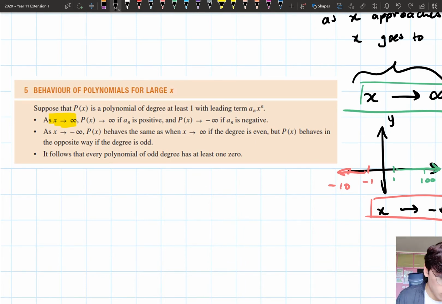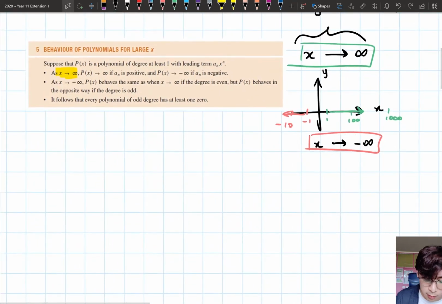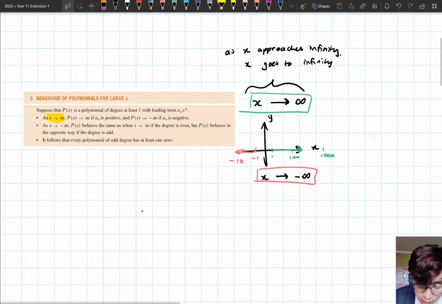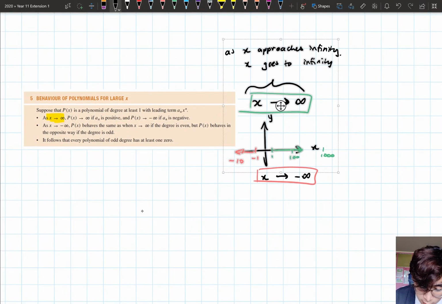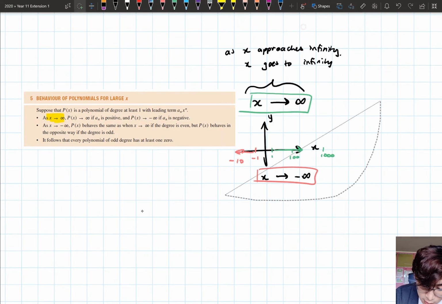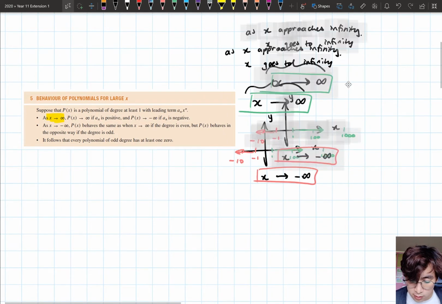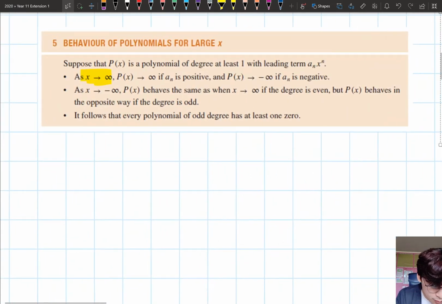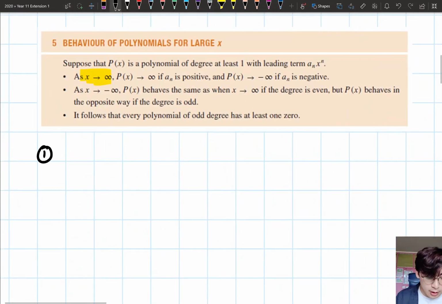So let's actually break this down and have a look at what this looks like visually. Now I'm going to move all of this to the side so I can actually get a bit more space to work with. That's okay. Now, let's look at this first dot point. There's two conditions that we're looking at. If a n is positive, and if a n is negative. Now, a n, if you remember, is just your leading coefficient. So the leading coefficient, if it's positive, let's see what happens.